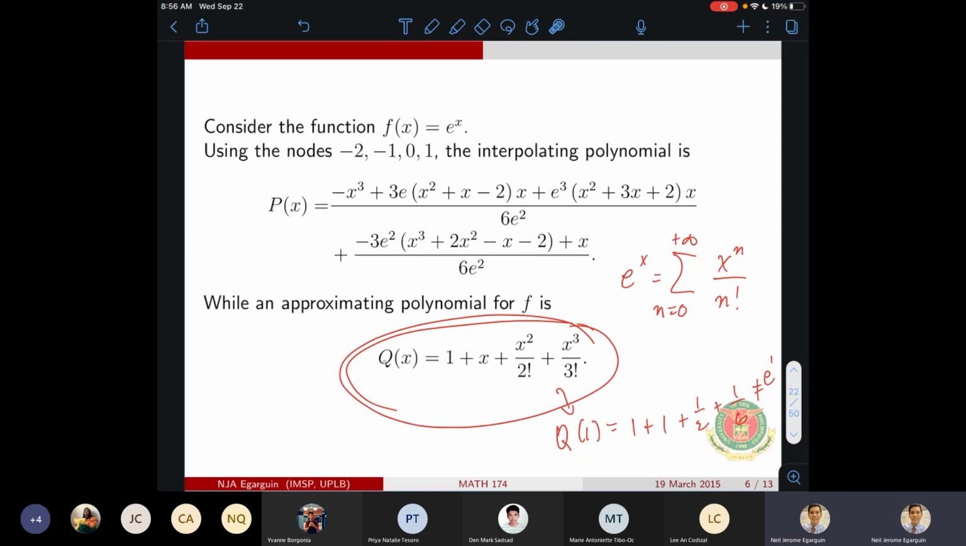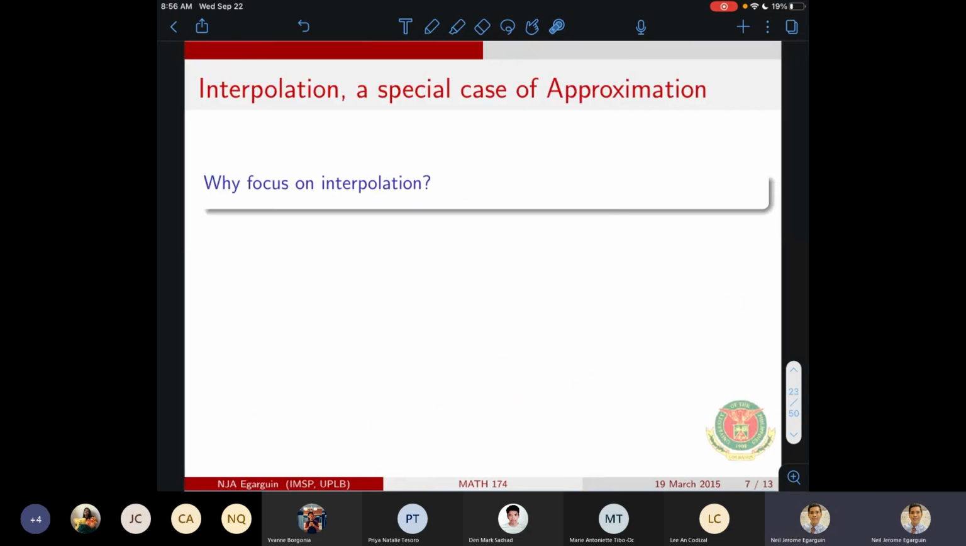So this is not an interpolatory polynomial kasi hindi siya nag-pass through dun sa data points, or may isang data point na hindi siya dinaanan. Pero nonetheless, we learned that this is a good approximation for e to the x. When I say good, relative to some degree of required accuracy. Pero let me see if I have the graphs of the two functions.